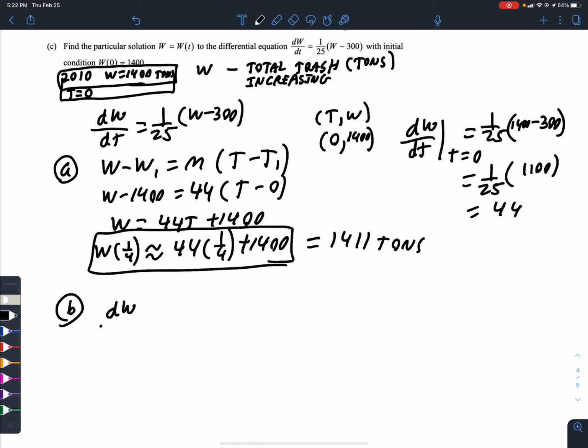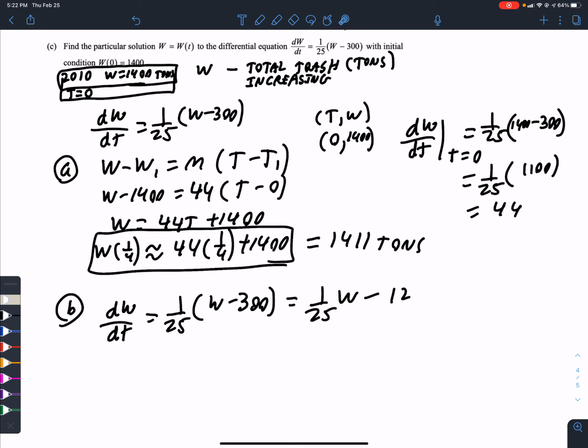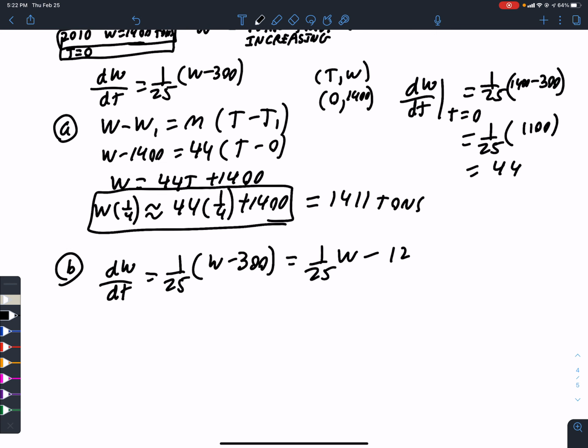So dW/dt is 1/25 W minus 300. So here's what a lot of students did, I think. Oh, this is easy. There's my variable. This is wrong. Don't copy this. So it's 1/25 W minus 12. And then the derivative, that's easy. If I take the derivative again, the derivative is just 1/25, because that's 1/25 and our variable. That's not right. I'll explain why.